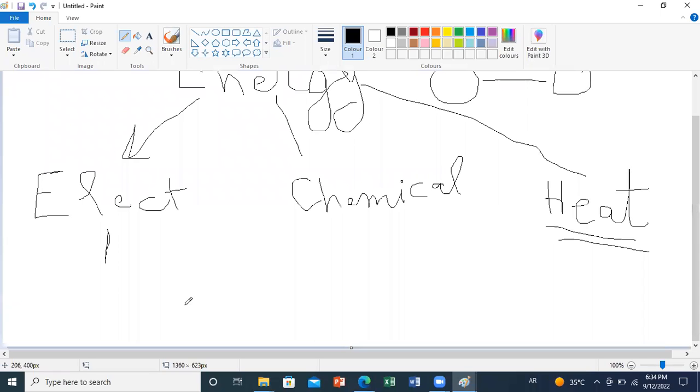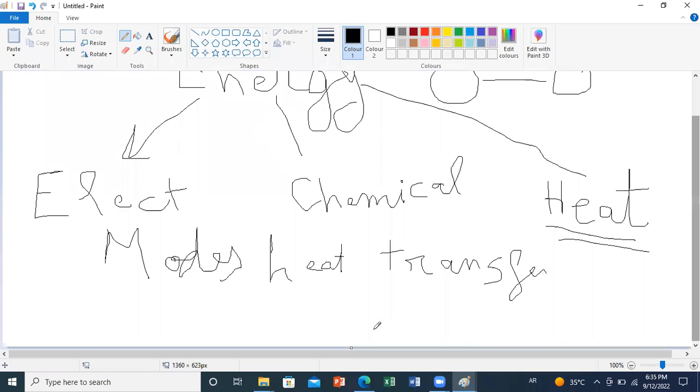What are the modes of heat transfer? We can divide them mainly into 3 types. The first one is conduction. The second one is convection. And the third is radiation.